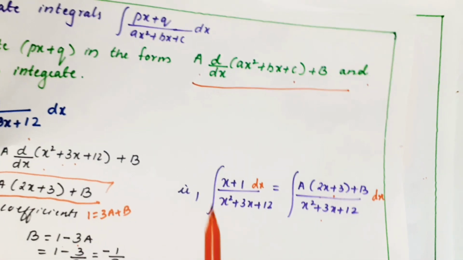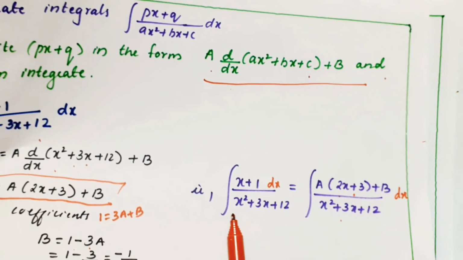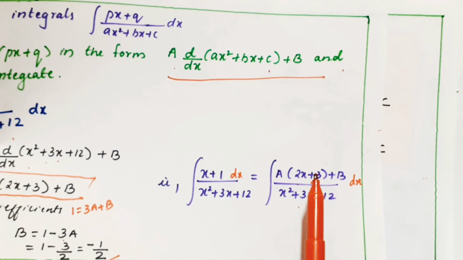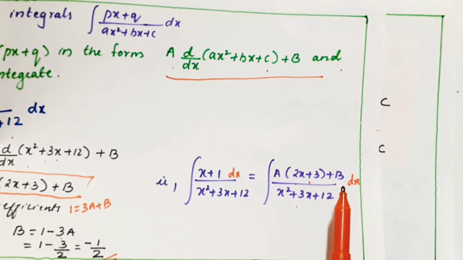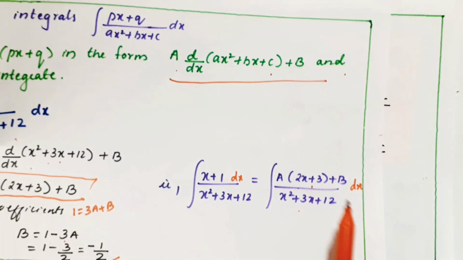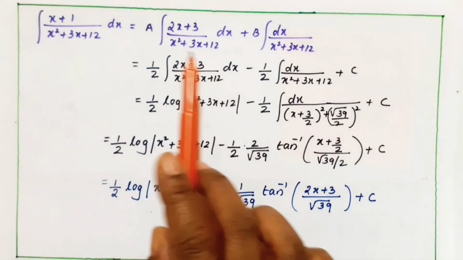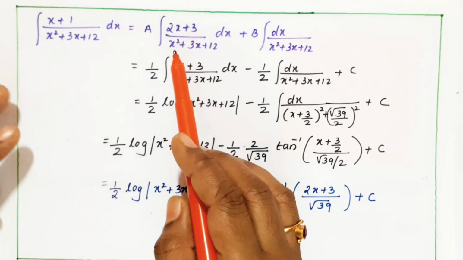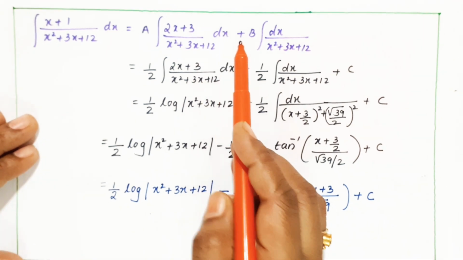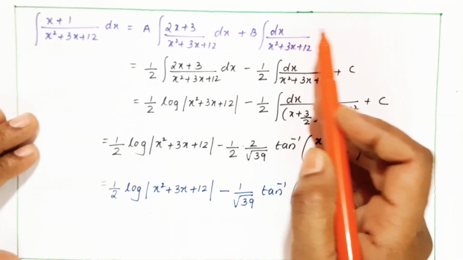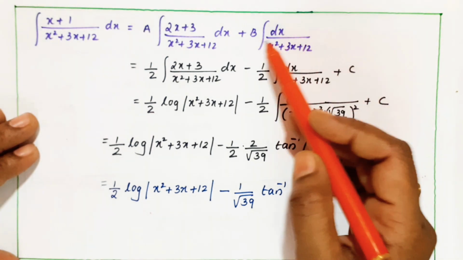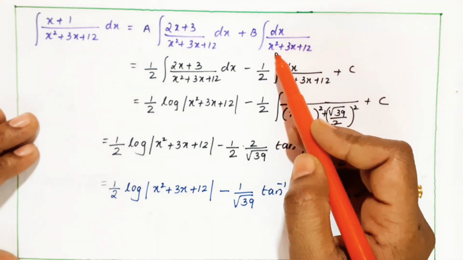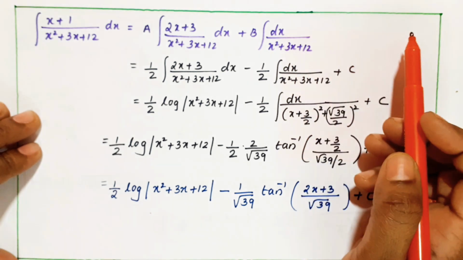So the integral of x plus 1 divided by x square plus 3x plus 12 dx, I changed as the integral of a into 2x plus 3 plus b by x square plus 3x plus 12. I can split the numerator, right? So I have written a into integral of 2x plus 3 divided by x square plus 3x plus 12 dx, plus b into the second term, dx by x square plus 3x plus 12.